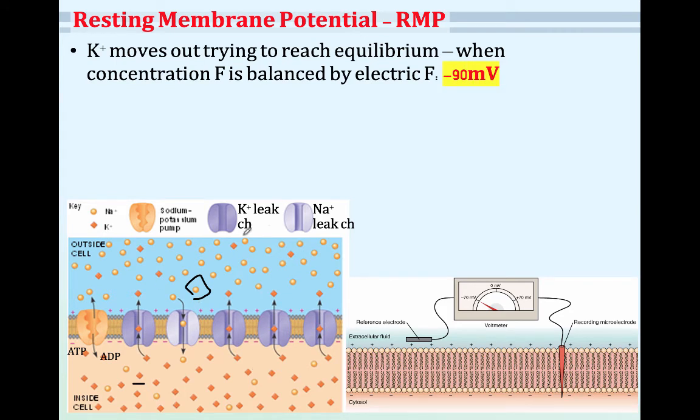Potassium is always, always, always moving out, and it's trying to reach equilibrium. And the only time it would reach equilibrium is when the electrical force across the membrane balances the concentration force. And so again, unlike charges attract, and that means that the force inside the cell has to get all the way down to -90 in order for the concentration force to be balanced by the electrical force. And so the potassium equilibrium potential is -90 millivolts.